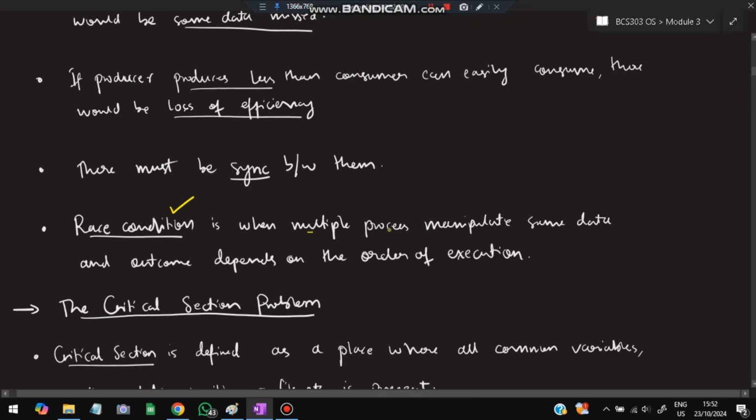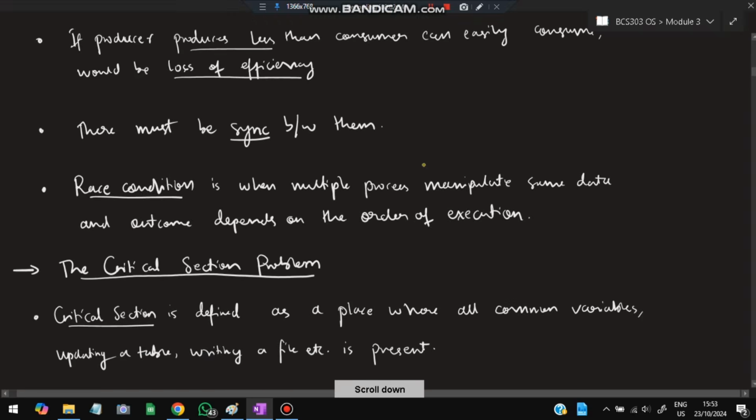It happens when multiple processes manipulate the same data, and the outcome depends on the order of execution. Many processes try to access similar data and manipulate it, meaning change the data. When that happens, the order of execution, which first, second, third process made the changes, matters, because the last process to make the change will be there as the final change, right? That is what is called the race condition.